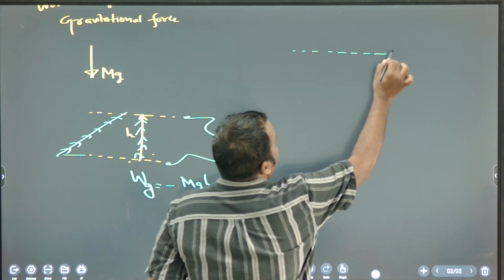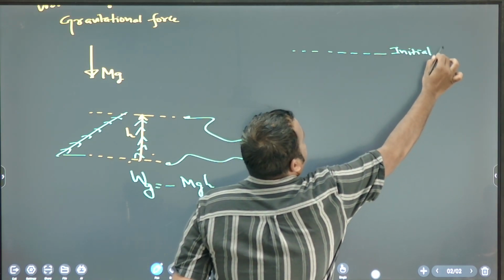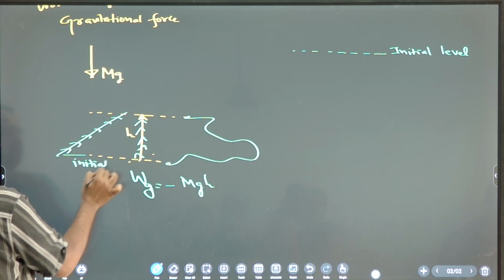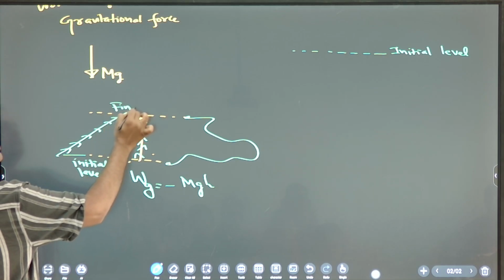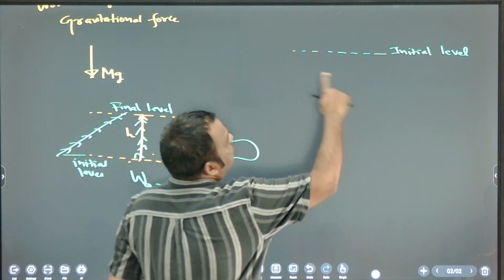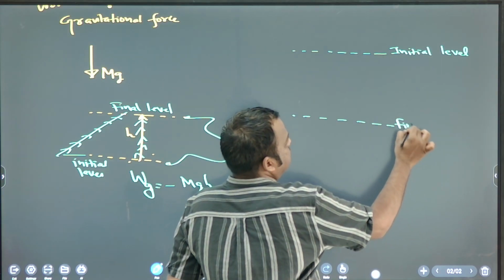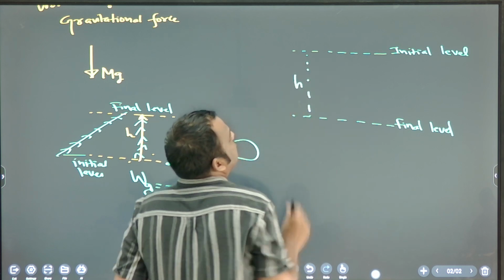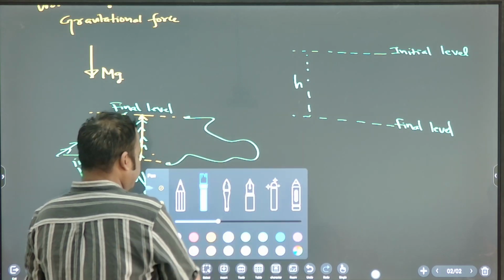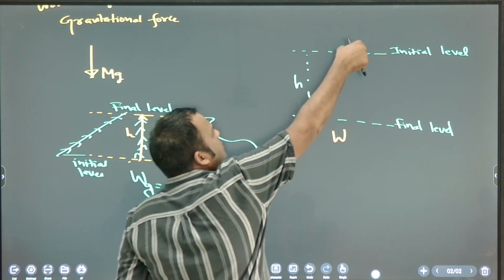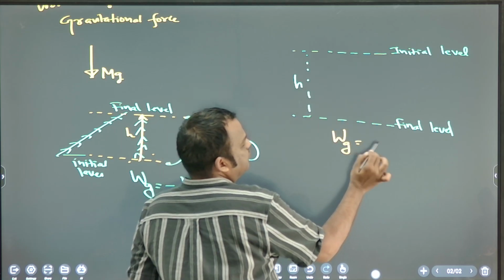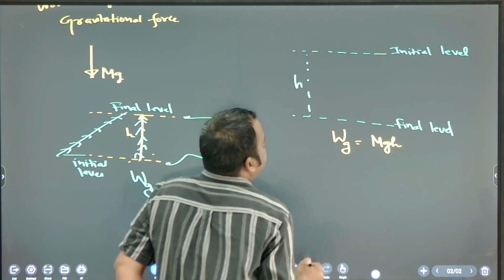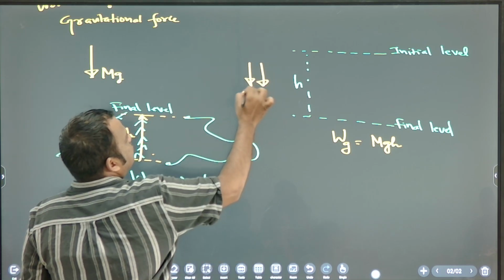Similarly, this is the initial level, and this is the final level, and they are separated by distance h. Now you tell me, what is the work done by gravity? Particle is going from here to here. What is the work done by gravity? Plus or minus? Plus. Okay, because force is downward, displacement is also downward.